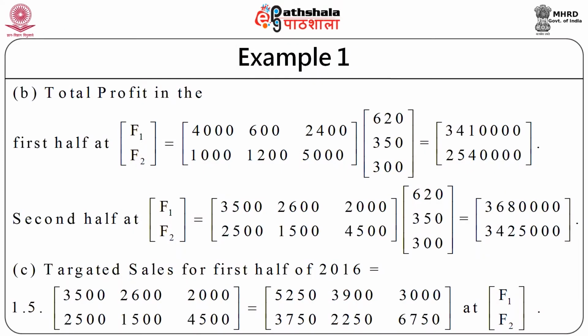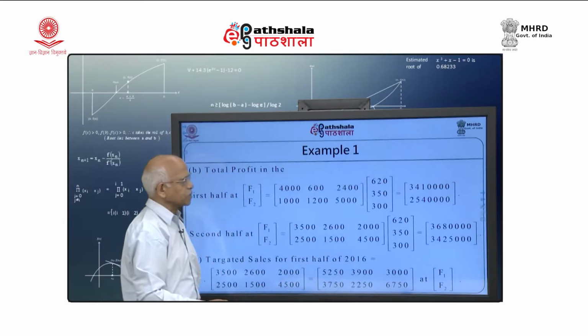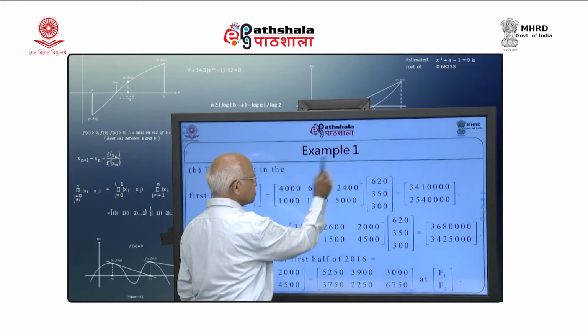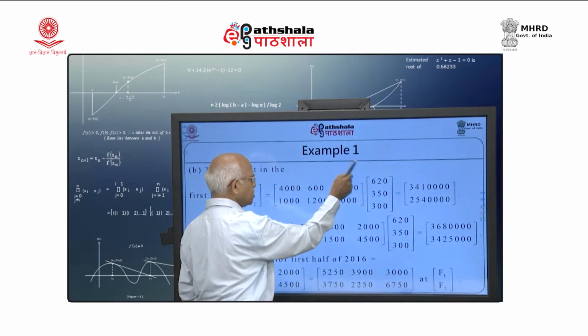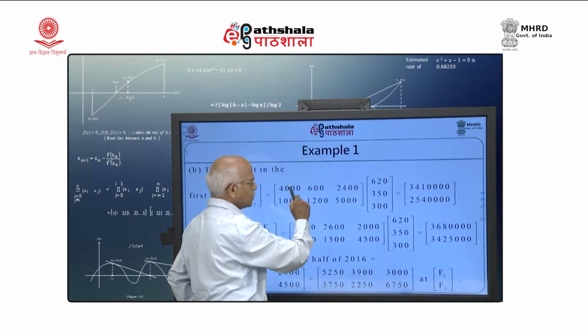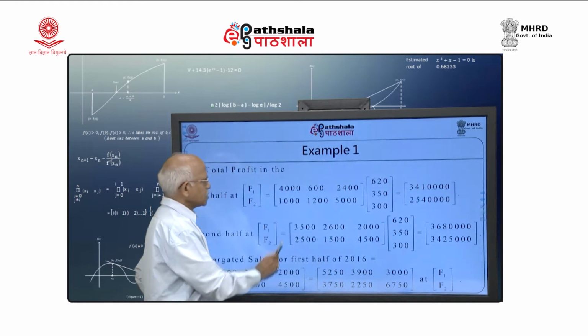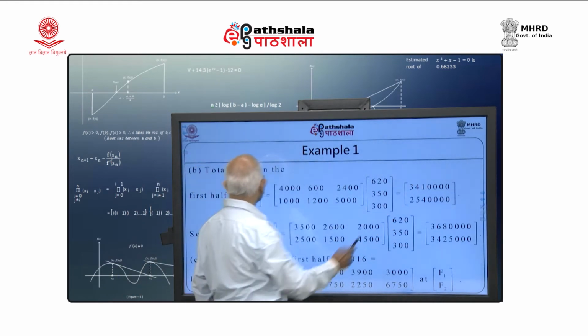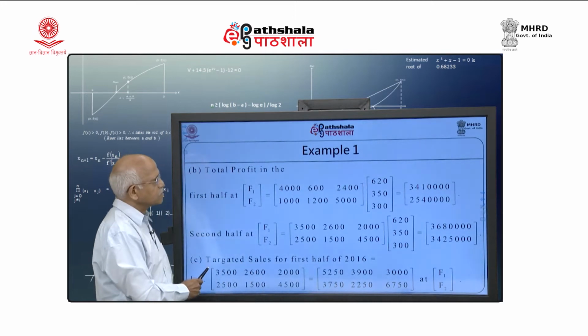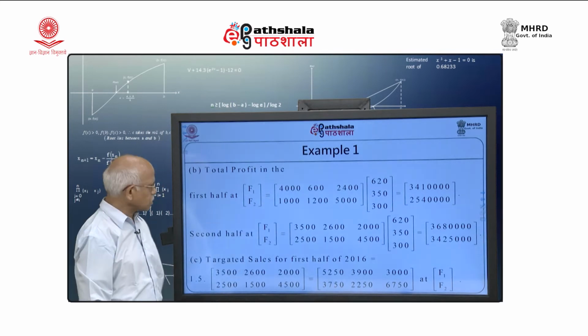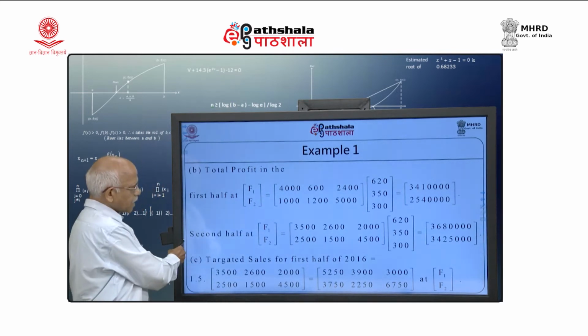Now, I want to find out the total profit in the first half. This is the matrix I get. So, these are the sales and this is the profit: profit per sofa, profit per chair and profit per table, and the number of sofas sold, number of chairs sold, number of tables sold. So, I have to multiply this by this. This is your matrix multiplication. If I multiply and add, 4000 into 620 plus 600 into 350 plus 2400 into 300, and add all of them together, I will get this figure, and similarly I will get this figure for the other outlet. So, this is the total profit in the first half at factory outlet 1 and factory outlet 2. Similarly, I can do the same operation for the second half.